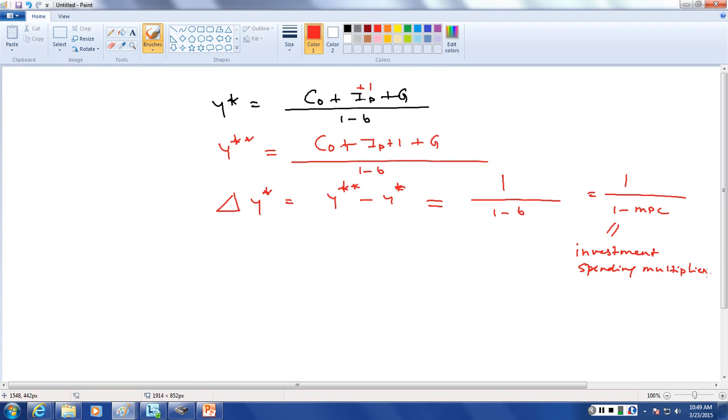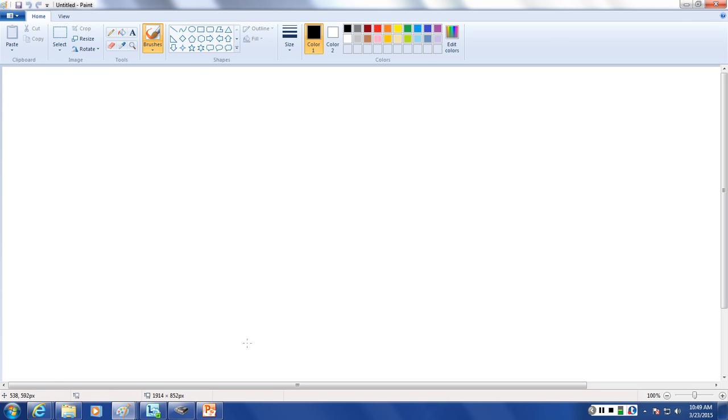And now for the tax multiplier. Once again, I'm going to write down the consumption function. C is equal to C0 plus B times, but now I'm not going to say Y, I'm going to say Y sub D. Now what is Y sub D? Y sub D is disposable income. It's the income of households that it has left after paying taxes. So it would be Y minus T, where T is taxes.